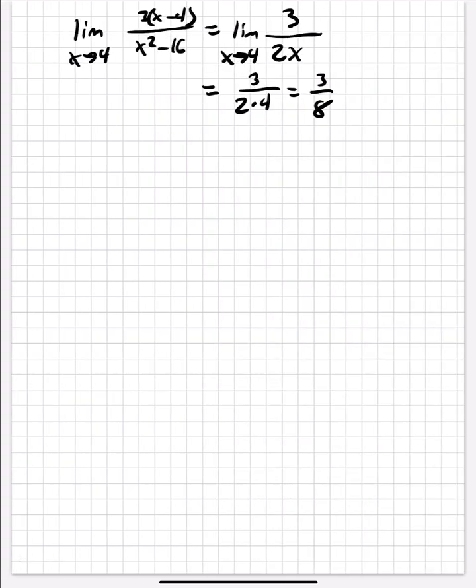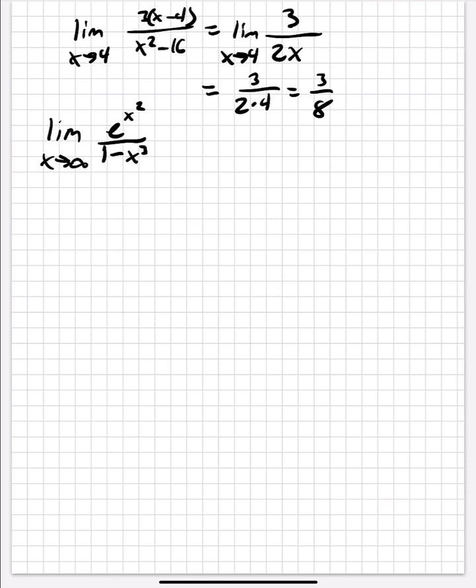Okay. From a time standpoint, maybe in this example, it's not that significant of a difference. But let's look at one where using L'Hopital's rule really makes a difference. All right. So let's say I want to look at the limit as x approaches infinity of e to the x squared over 1 minus x cubed.